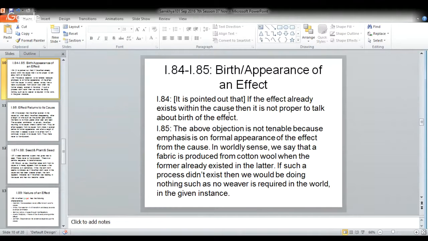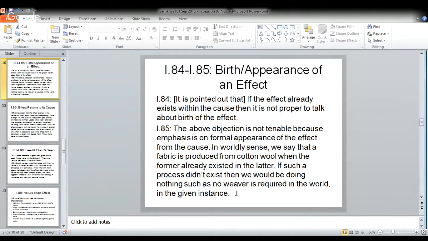Abhivyakti nibandhana vyavahara avyavahara. 1.85 is saying the above objection is not tenable, not acceptable, because when we say that fabric is made out of cotton wool, the emphasis is on formal appearance of the effect from the cause. It is not that in worldly sense we say that a fabric is produced from cotton wool when the former already existed in the latter. If such a process didn't exist, then we would be doing nothing, such as no weaver is required in the world in the given instance.